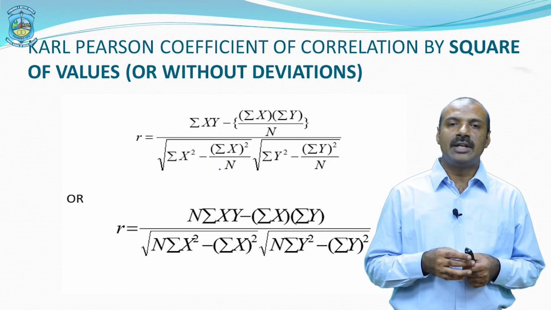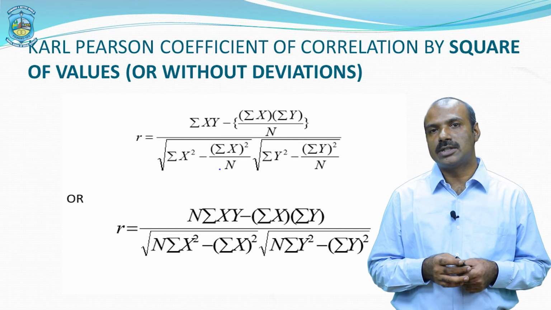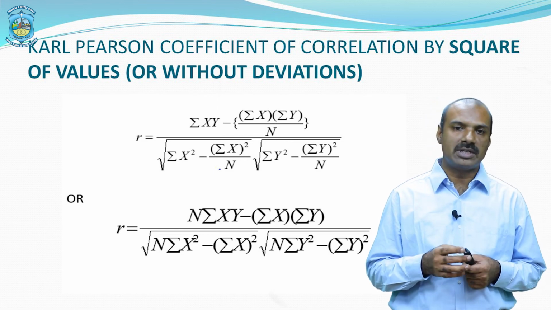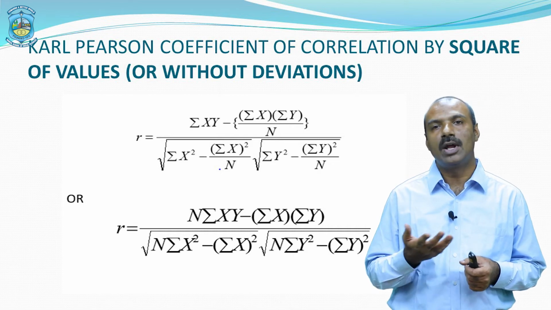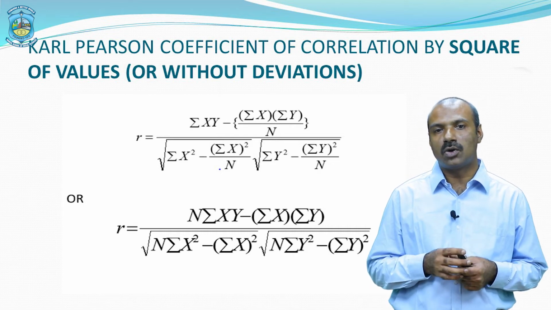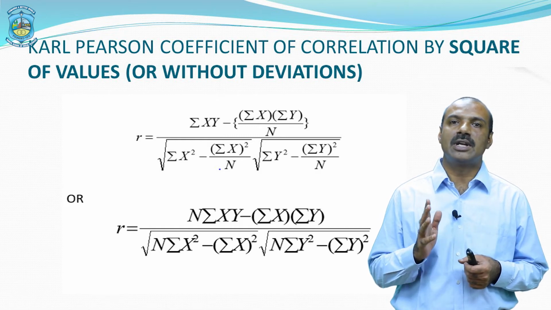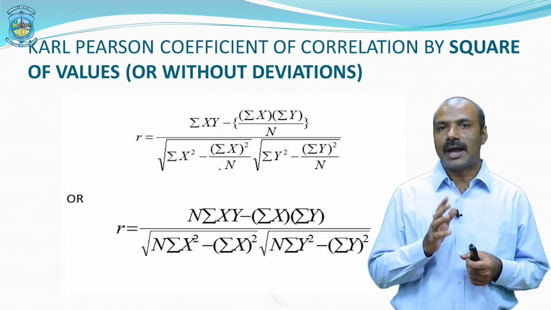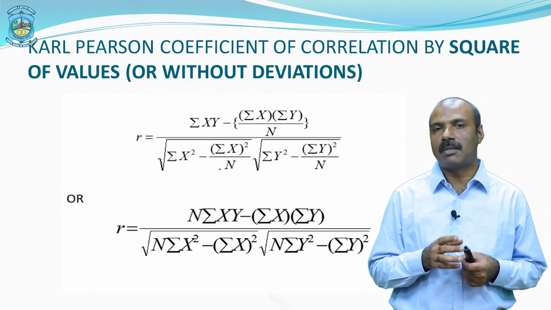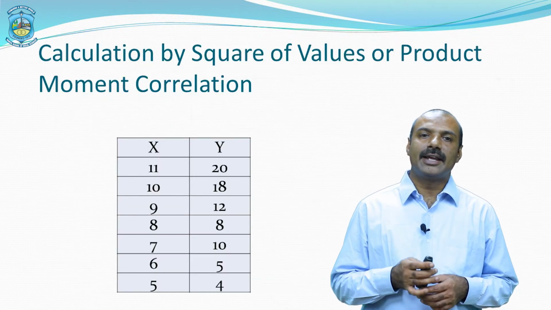It can also be written in different forms, like it is there on your screen, that is r equals n times of summation xy minus summation x into summation y whole divided by under root of n times of summation x square minus summation x whole square multiplied by again under root of n times of summation y square minus summation y whole square. Let's take an example.